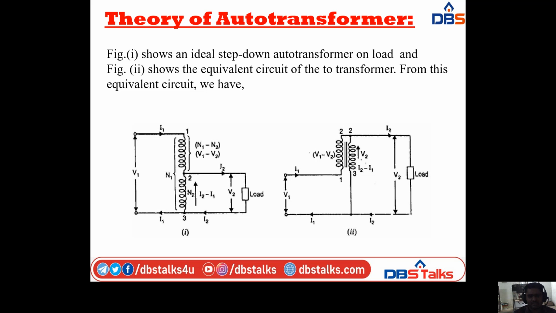In this one we have primary current I1 and secondary current I2, that is the load current I2. Here we are using the step down transformer, so that's why we have N1 and N2 turns. The difference between the currents is I2 minus I1, and we have V2. Here we have the difference between turns, N1 minus N2, and the difference between the voltages, V1 minus V2.